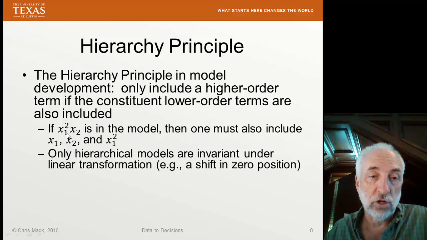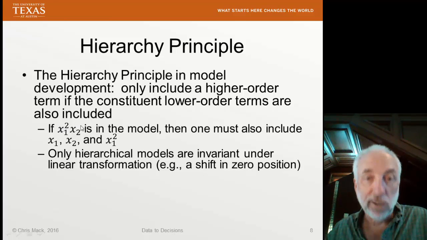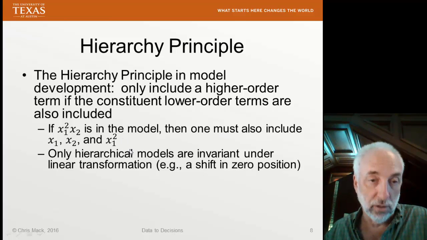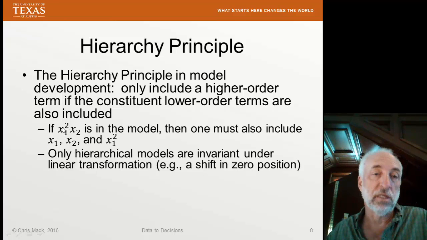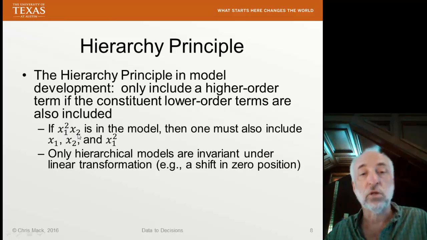Suppose I want to have the term x1 squared times x2 in my model. If I put that in the model, the hierarchy principle says we should have x1, x2, and x1 squared all in the model before I put in, or if I'm going to put in, this combined x1 squared x2 term in the model.